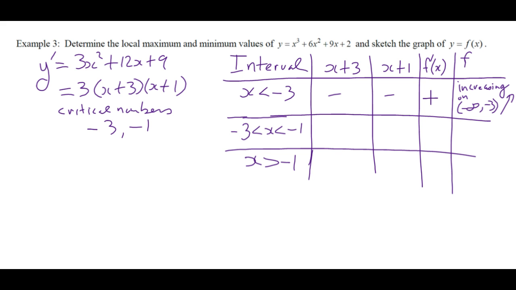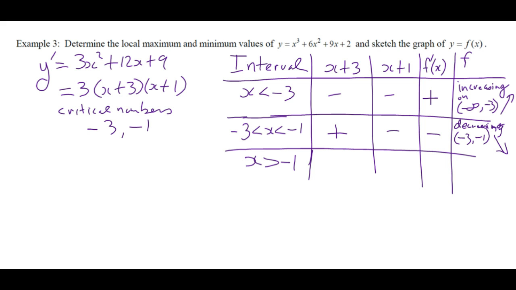From -3 to -1, take something like -2. Well, -2 plus 3 is going to be positive. -2 plus 1, this guy is going to be negative. f prime of x is the product of a positive and a negative, so this is decreasing on the interval from -3 to -1. Okay, so it's going down, right? We're always talking about really as we're going from left to right. So as I go through that interval, here I've got it going up, and then it's going down, and then what's it doing here?